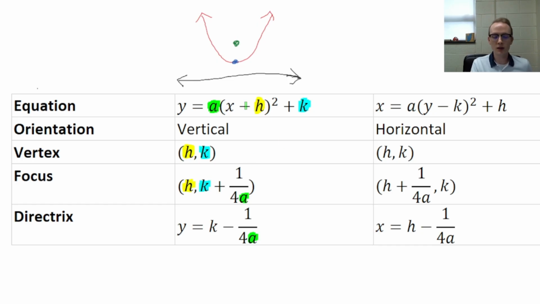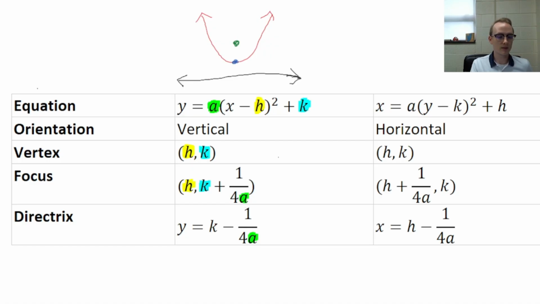Okay, and just like before, if the parabola is reflected over the x-axis and opens down, then the a value would have to be negative, which would make this entire thing negative, which would then make it k plus whatever that 1 over 4a is, and move the directrix above our vertex, and the parabola is opening downward. Okay? So those are the key points when we've got a vertical parabola.